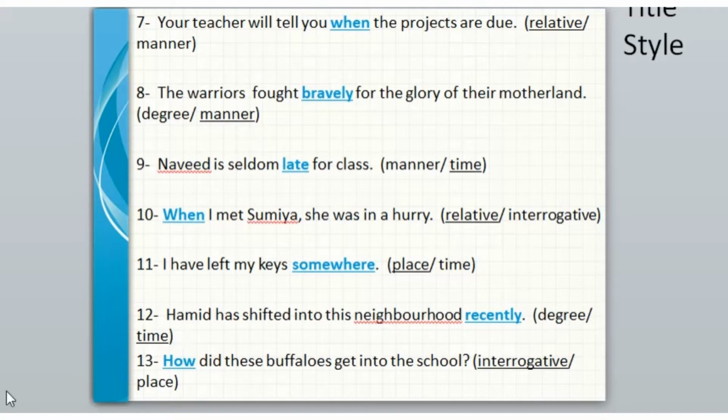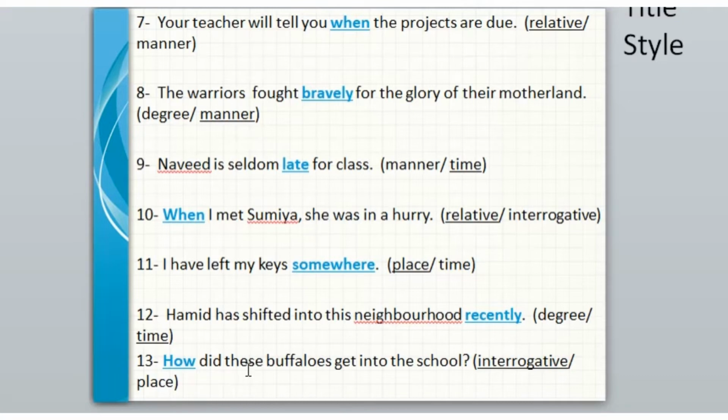Okay. Now let's come to number 12. Hamid has shifted into this neighborhood recently. Recently you will underline and you will put a tick on top of time. This is how you will do.